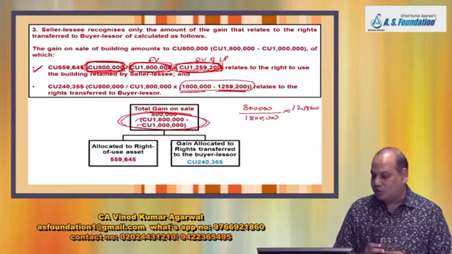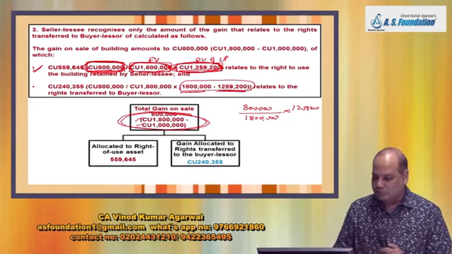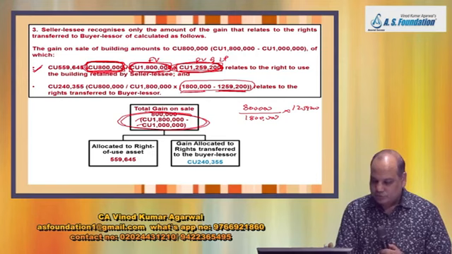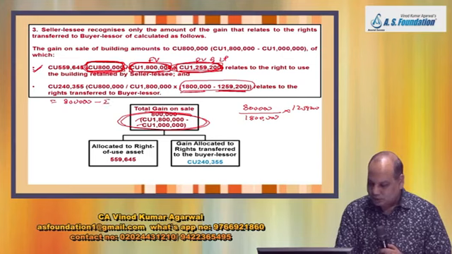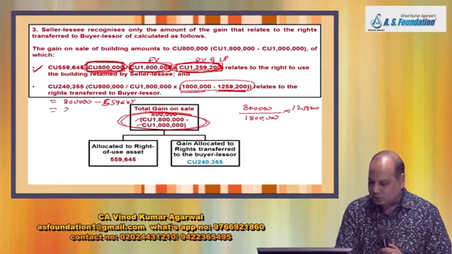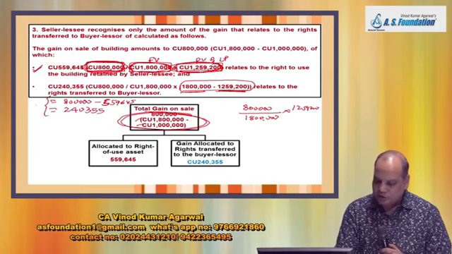Or what you can do, in case you don't want to take so much hassle, there is a shortcut also. What is that shortcut? The total profit is 8 lakh minus 559,645. That will automatically come to 240,355. So you can write this.